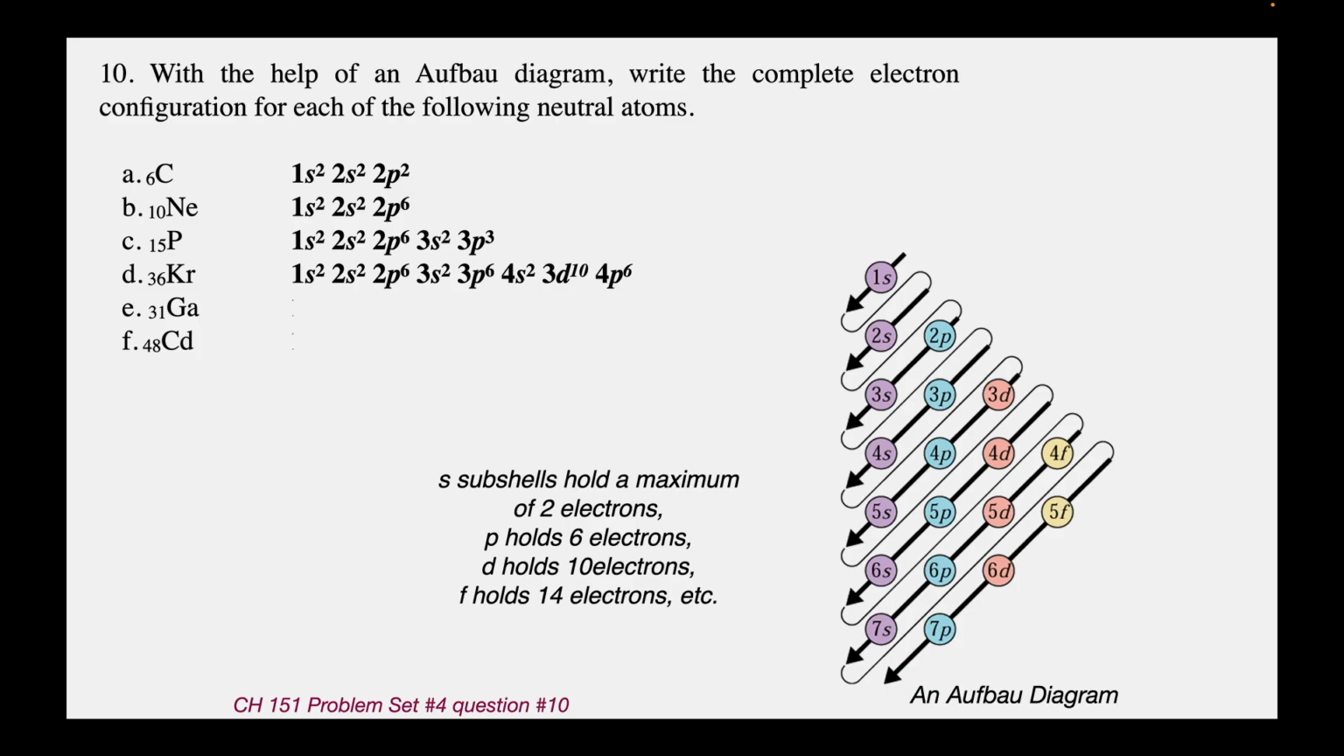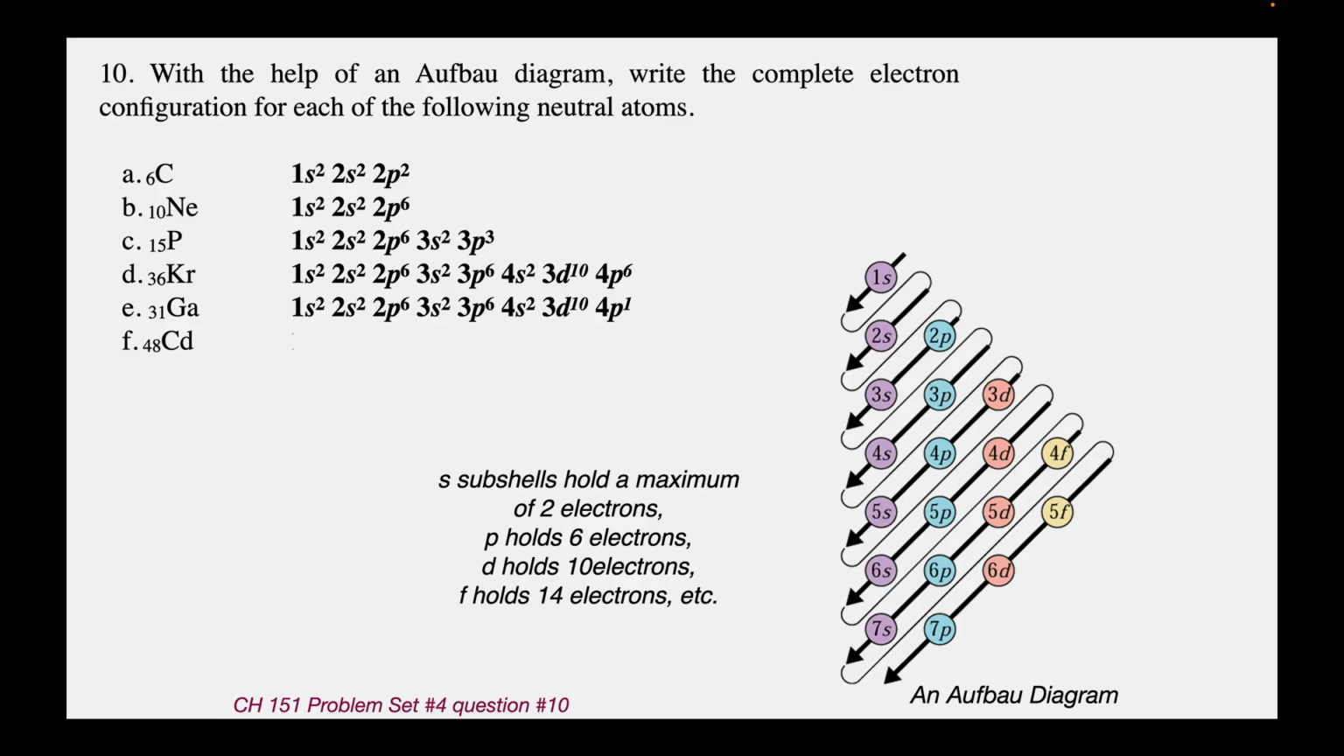Gallium has 5 less electrons than krypton. So you can think about it as going backwards a little bit on the Aufbau diagram. The 4p6 were the last electrons to get filled in by krypton. If we have 5 less electrons, you would still have a 4p1. So gallium is the same as krypton. It just has a 4p1 configuration instead of krypton's 4p6.